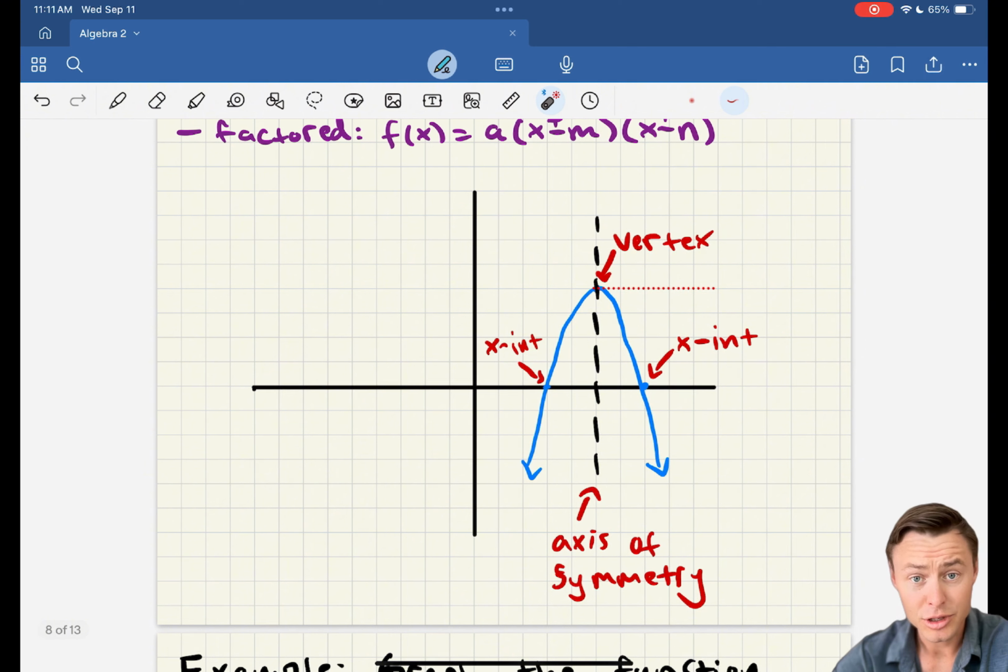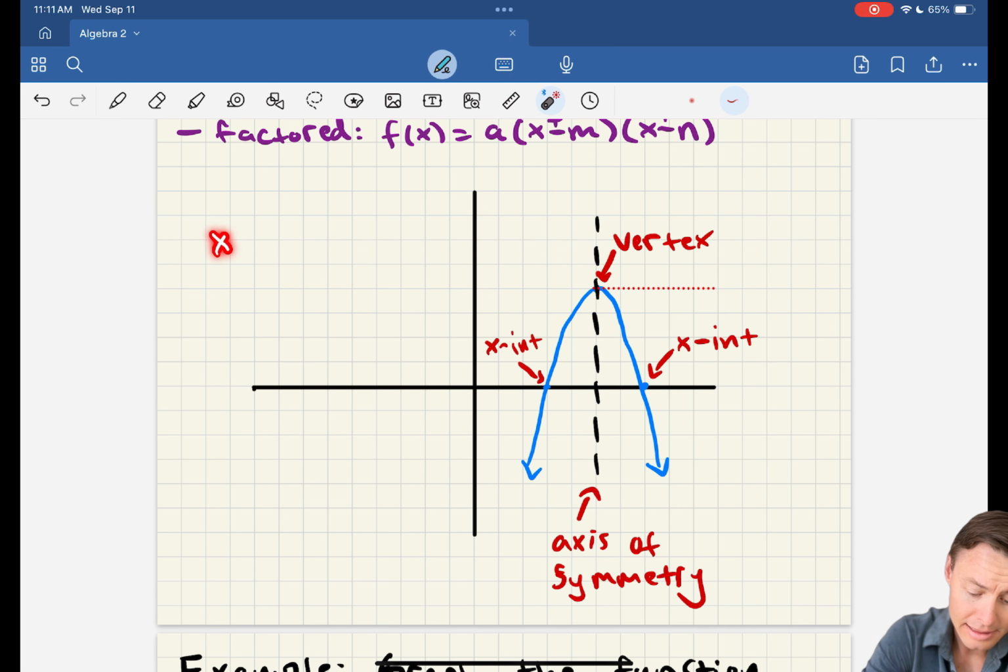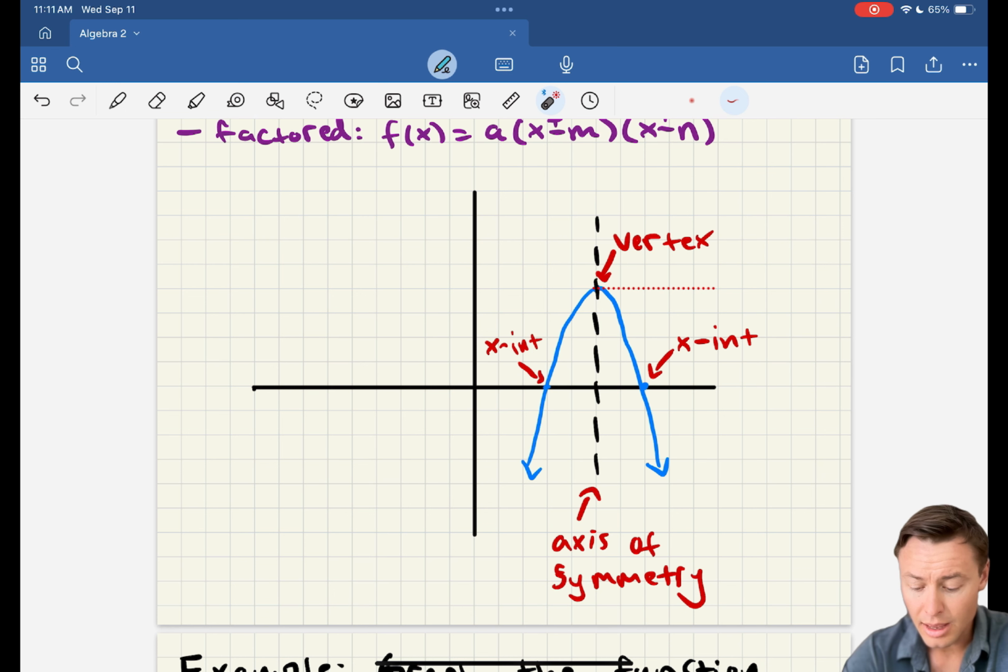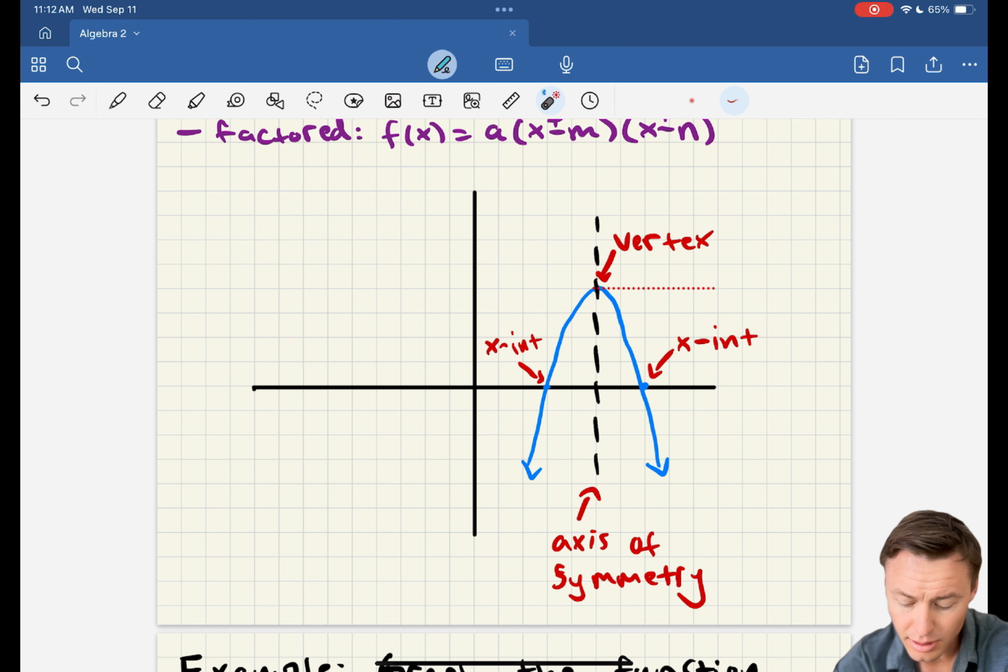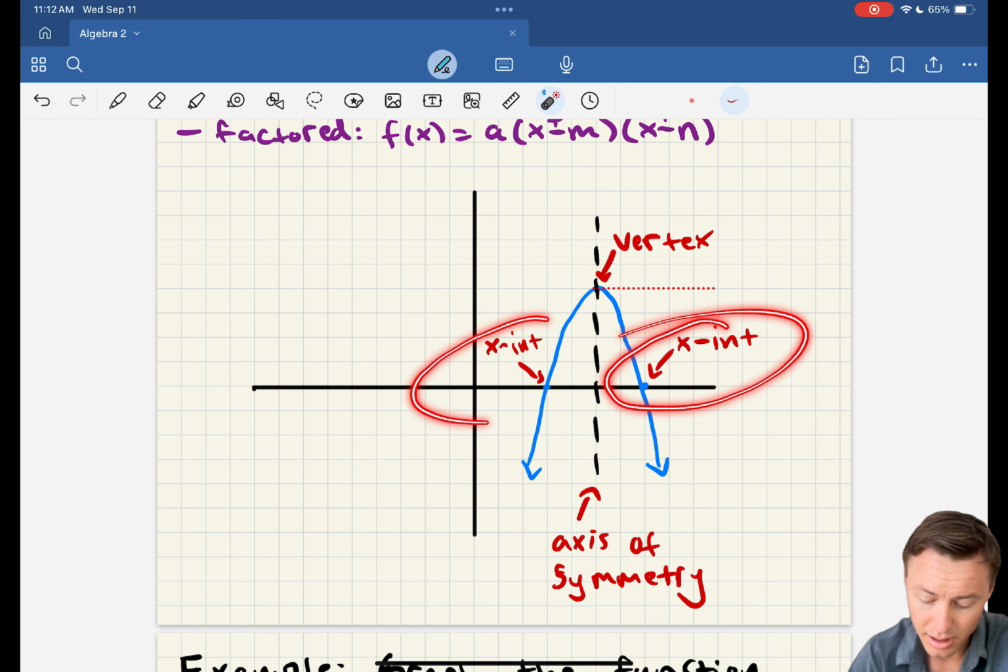Parabolas have a symmetry about their center, and the axis around which they have symmetry we call the axis of symmetry. That axis of symmetry is always an x equals equation, and it's always whatever the x value of the vertex is. Okay, so if the vertex was at an x value of 2, the axis of symmetry would be x equals 2.